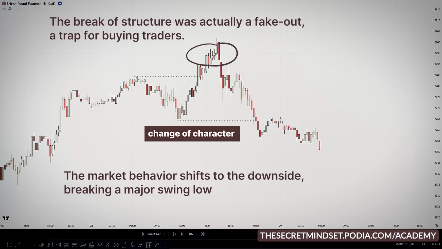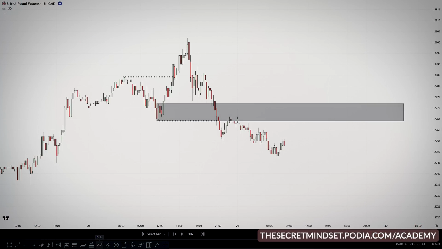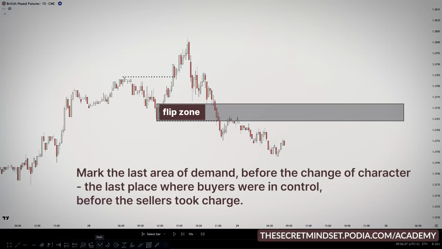At this point, traders who were long start to realize they've entered at a bad time, and this can lead to some selling as they try to exit their positions, further fueling the downward move. Next, we identify the last area of demand before the change of character. This area becomes significant because it's the last place where buyers were in control before the sellers took charge.